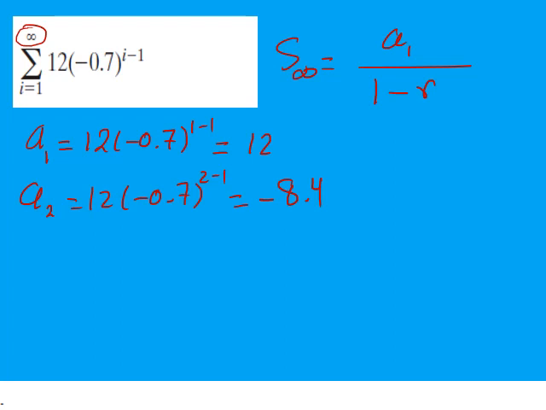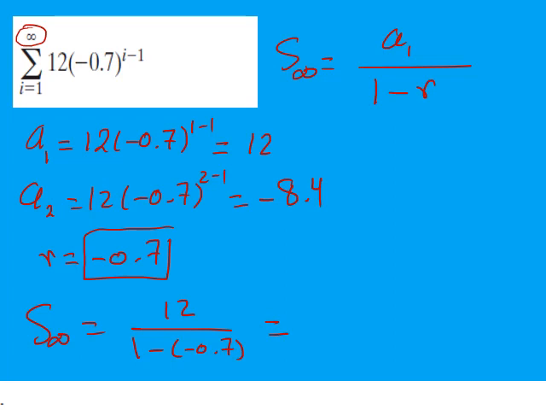So it's moving down, or decreasing, and the common ratio in this case is -0.7 after I divide -8.4 by 12. So S infinity is the first term over 1 minus -0.7. So S infinity is 12 divided by 1 minus -0.7, which is equal to 120 over 17.